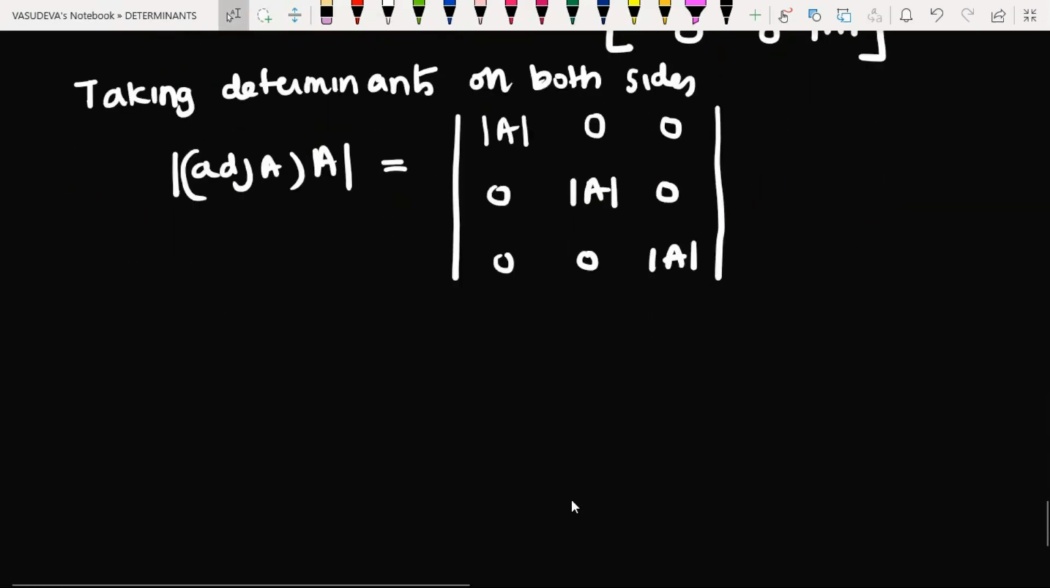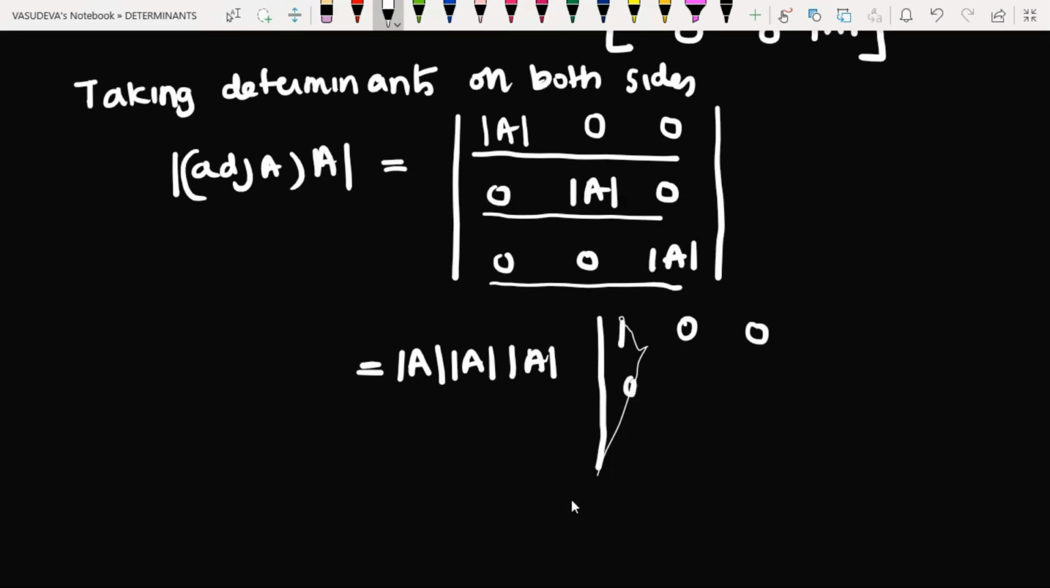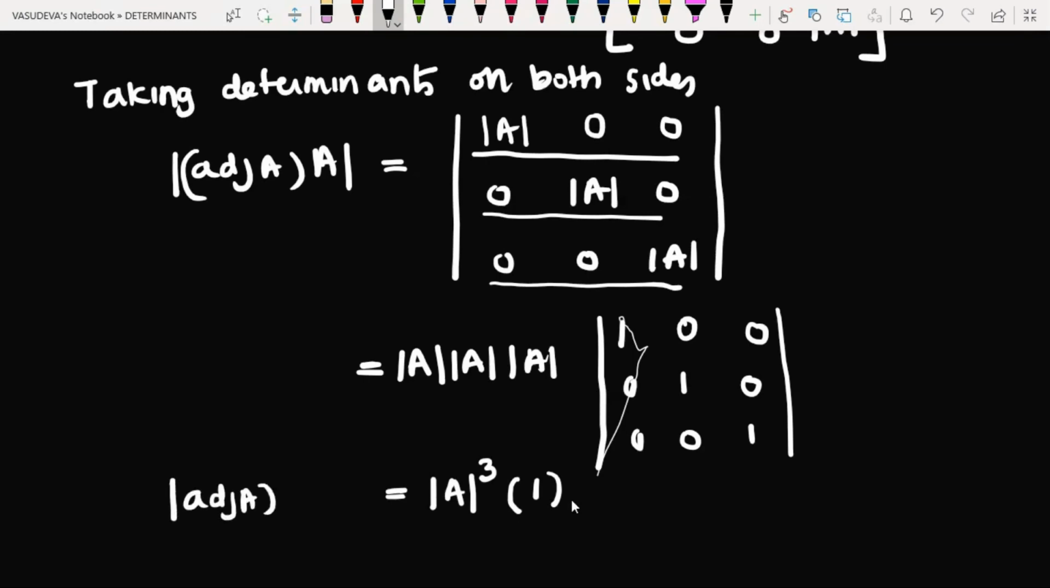So now here this is the determinant actually. We know that if there is any common factor in any row or column, that can be taken outside the determinant. So from the first row we have determinant of A as a common factor. Similarly for the second row we have determinant of A as a common factor. And even for the third row we have determinant of A as a common factor. So that can be taken outside the determinant. So 1 0 0 0 1 0 0 0 1. So this is the identity matrix. So we have determinant of A cube into determinant of identity matrix, which is 1. So we have the result that determinant of adjoint of A into A is determinant of A cube.